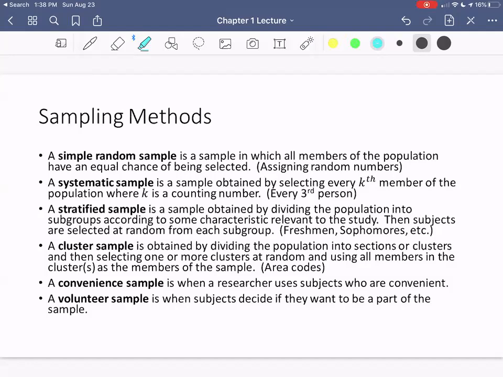Now, cluster sampling and stratified sampling are two different methods that relate very well. Cluster sampling is where we take everyone and divide them into sections, into subgroups. Same thing as stratified, but this time, everyone in that subgroup is going to be used. All members, and here's the key word, all members in the cluster are being used. Where stratified, it's just random within the group.